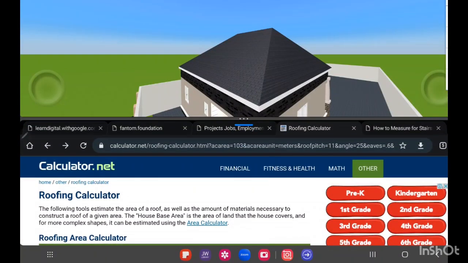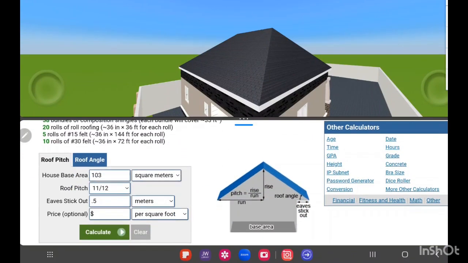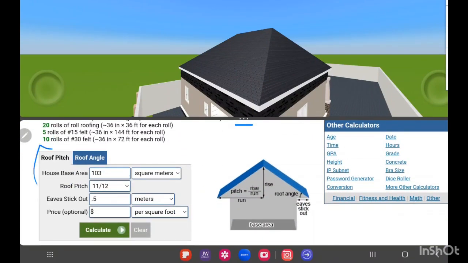Yeah, so this is our roofing calculator. This website is calculator.net/roofing-calculator.html. Once you type this, you get to this exact page. You don't have to stress at all. Then once you come here, you see where you're supposed to do your calculation.